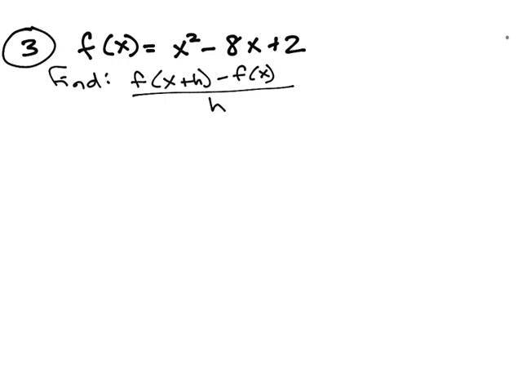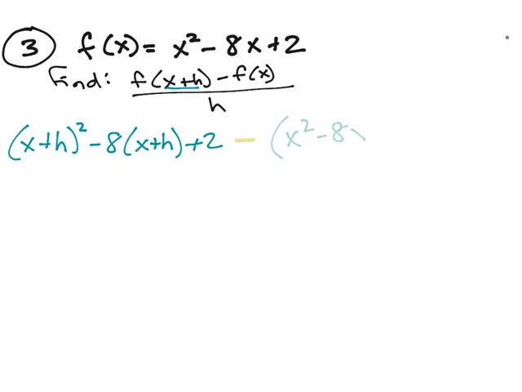All right, let's do one more. Again, a quadratic here where we're going to work on this. So when I plug in x plus h, I do (x plus h) squared minus 8 times (x plus h) plus 2. That's the first function. Then I'm going to subtract just the second function, x squared minus 8x plus 2, and divide all of that by h.